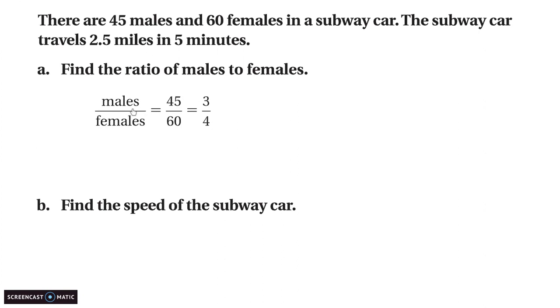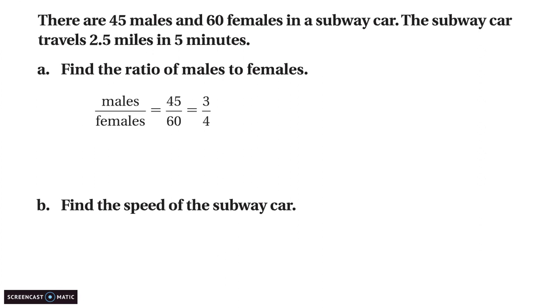Well, here, when they say males to females, that first thing is going to be in the numerator. Second thing is going to be in the denominator, if you're writing this like a traditional fraction. Remember, ratios are like division, they're like fractions, okay? So males to females, males over females, 45 to 60. Now that ratio is actually 3 to 4.